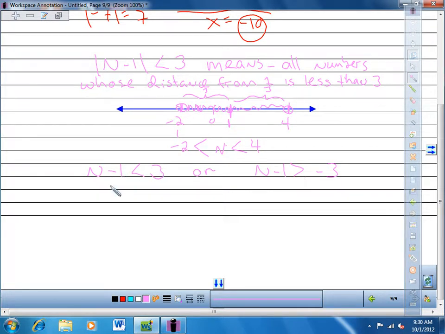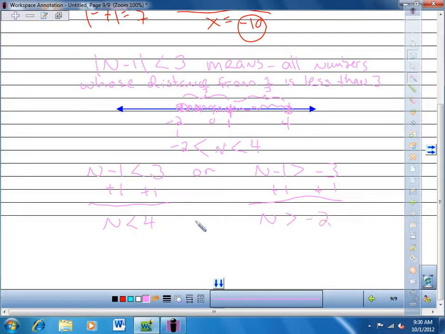Now I solve these 2. I'm going to add 1 to both sides, add 1 to both sides. And I get n is less than 4, which agrees with what I have up here. See? Okay? And then I have n minus 1 greater than negative 3, I add 1 to both sides, and I get n is bigger than, what's negative 3 plus 1?